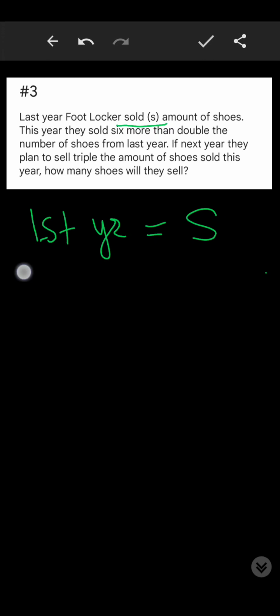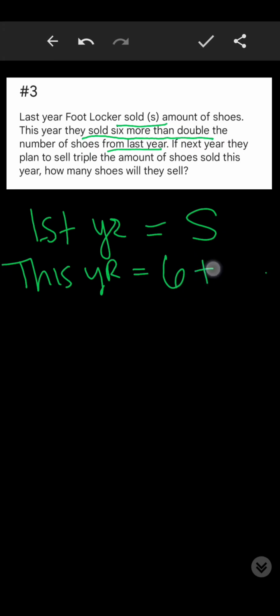This year, okay, so this year, it says they sold 6 more than double from last year. 6, what does more than mean? Add. Double. I'm doubling something, so I'm going to times it by 2. Last year, what was last year? S. So 6 plus 2 times S.